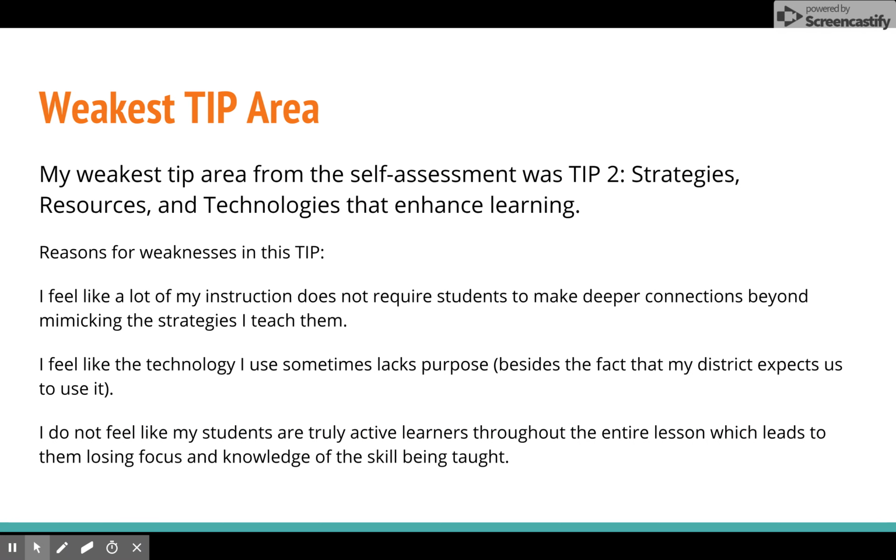When I did my TIP self-assessment, I found that Tip 2, Strategies, Resources, and Technologies that Enhance Learning, was my lowest score. There's a few reasons why I think this was my lowest score. One, I feel like a lot of my instruction does not require students to make deep connections. The second reason is I feel like even though I use a lot of technology, it sometimes lacks purpose, and our district requires us to use a lot, but that doesn't necessarily mean that it's the best for our students. I also do not feel like my students are truly active learners throughout my entire lesson because they lose focus or they get off task during it.